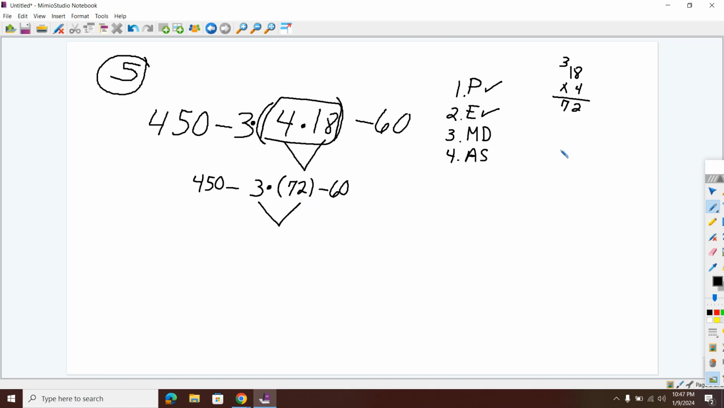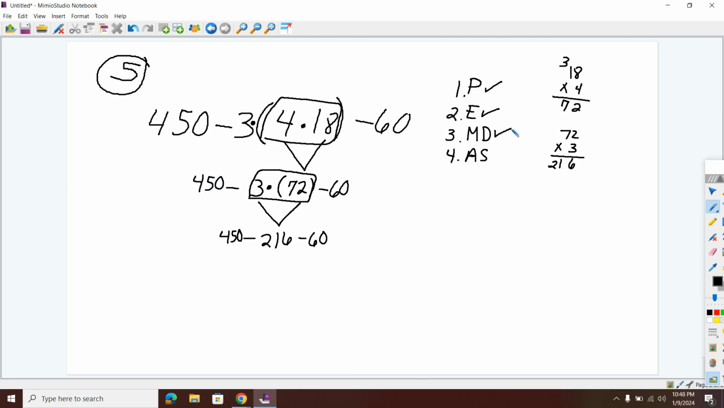3 times 72. Go to the side again. 72 times 3. 3 times 2, 6. 3 times 7, 21. These two give me 216. I am done with these two. Anything that's not in a box comes down. So you see that minus? It'll come down. That minus there will come down also. That 450 would come down also. So you see it's becoming simpler and simpler and simpler.